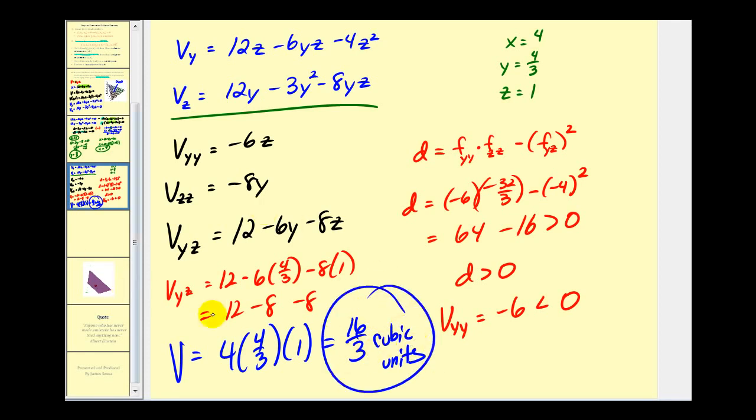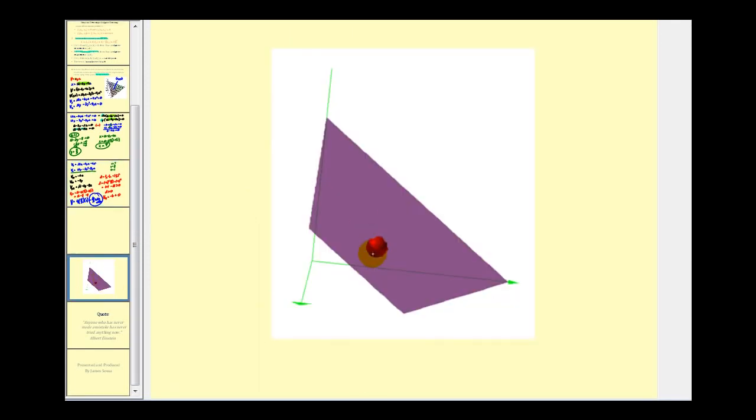Let's go ahead and finish by taking a look at that point in the plane. Here it is, and this is the location of the point where if we were to construct a box with one corner at the origin, it would produce the maximum volume.